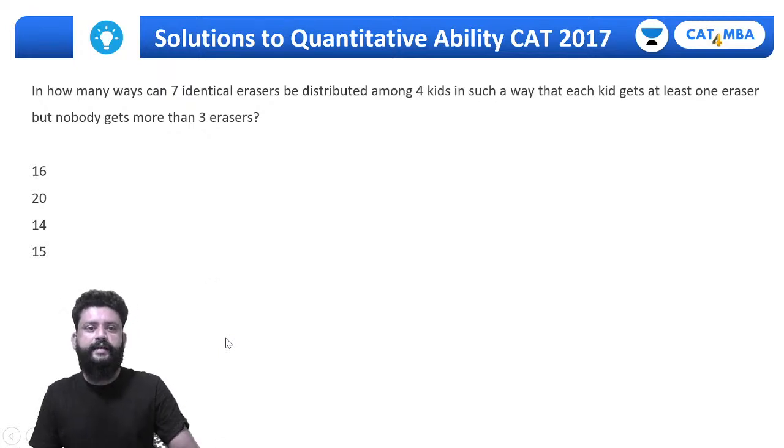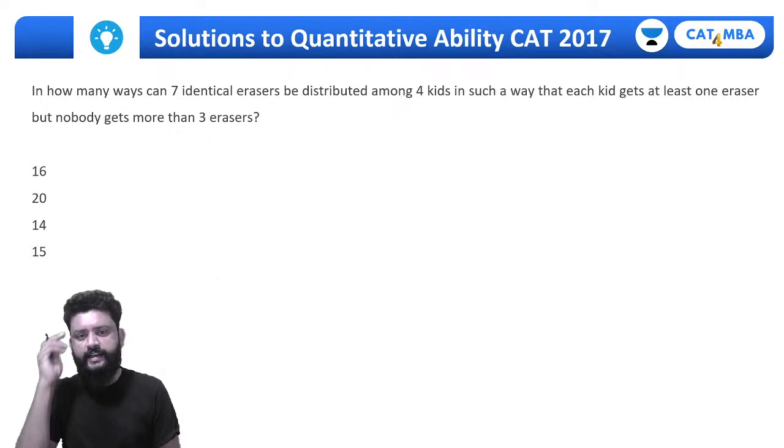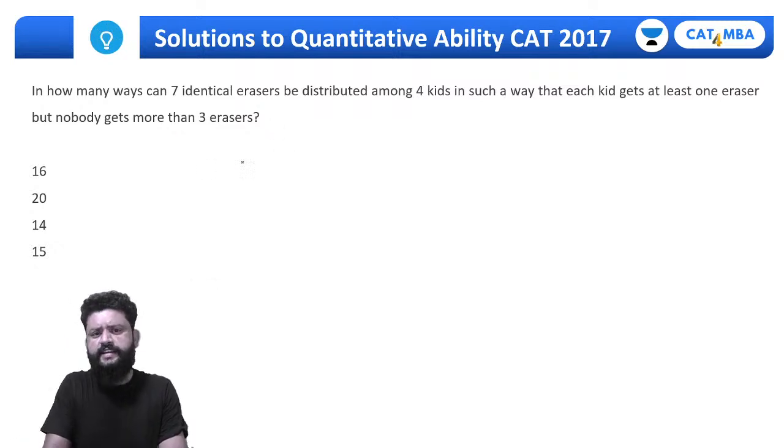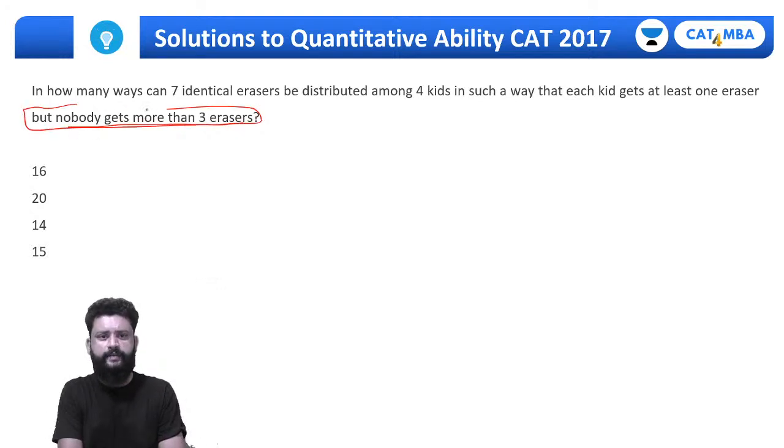How many ways can 7 identical erasers be distributed among the 4 kids? I have taught this distribution in permutation and combination quite a few times before, and hopefully all of you remember that. There are 7 erasers, guys. Just forget about this last condition, that nobody gets more than 3 erasers. If I remove that part, okay, I want to divide 7 erasers.